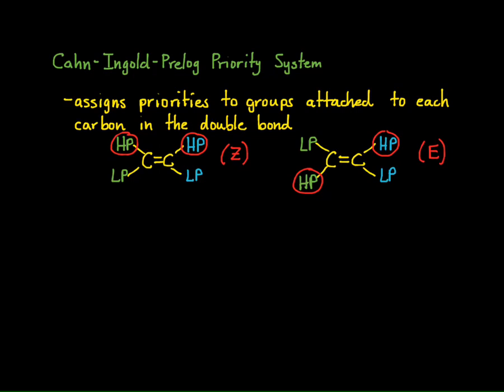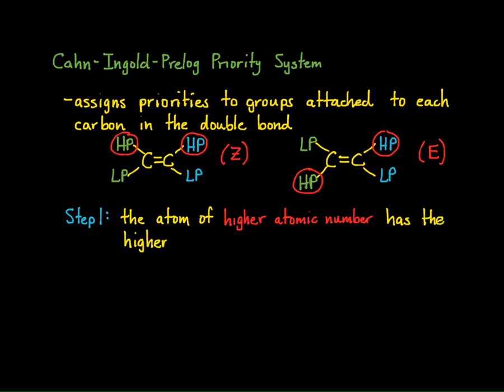So how do we prioritize? Well, the first step in prioritization is that the atom of higher atomic number coming off of the carbon-carbon double bond has the higher priority. Now notice I'm not comparing the substituent in its entirety. I'm comparing the atom directly attached to the olefin carbon, or the carbon on the double bond. The carbon that makes up the double bond is called an olefin carbon.